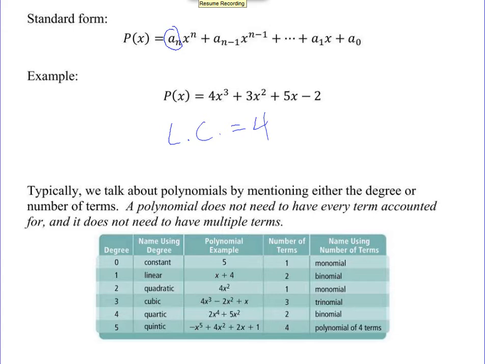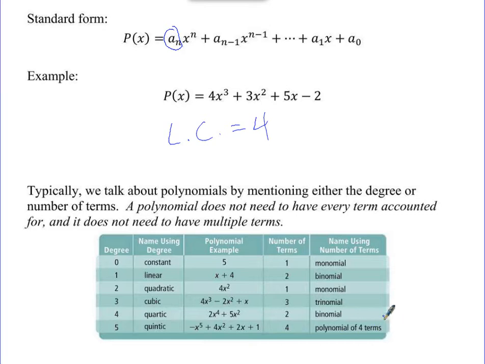Once we start talking about the number of terms, then I start bringing in monomial, binomial, trinomial, and so on. So if I have 1 term only, that's a monomial. If I have 2 terms, that's a binomial. Again, 1 term, monomial. 3 terms, trinomial. 2 terms, binomial. 4 terms, and terms above 4, we're just going to say a polynomial of however many terms it is. So in this case, a polynomial of 4 terms.